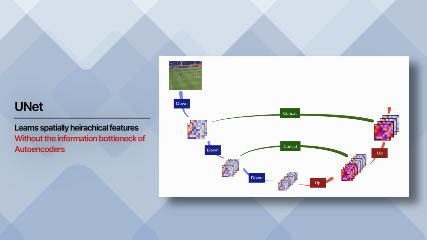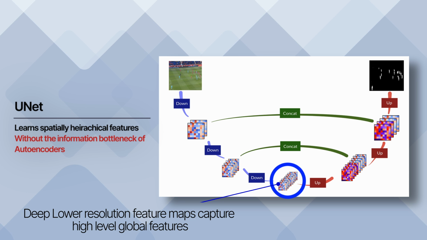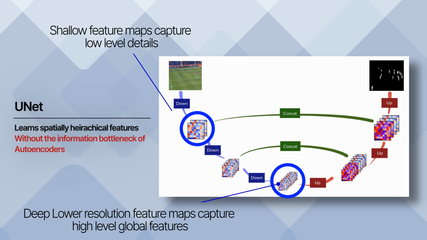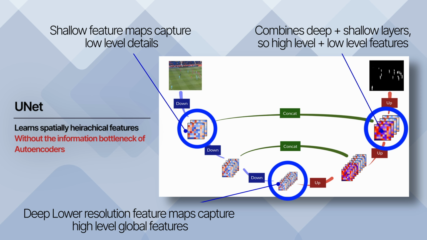It can learn spatially hierarchical features through its two separate expansion and contraction paths without the information bottleneck that autoencoders impose. The lower resolution feature maps at the bottom capture very high-level, globally relevant attributes of the image, whereas the feature maps at the shallow layers of the network capture more lower-level information, like specific edges and specific clusters. And because we combine both the low resolution stuff and the high resolution stuff together during the upscaling part, we effectively get the best of both worlds.